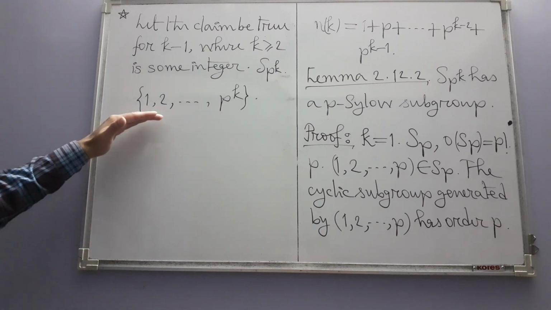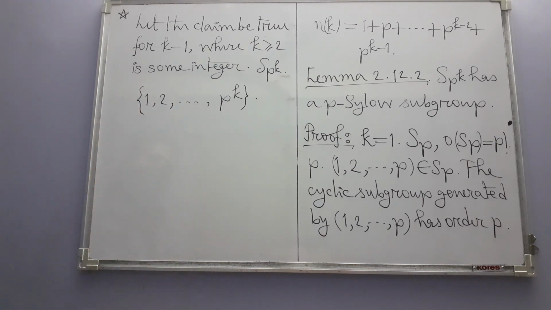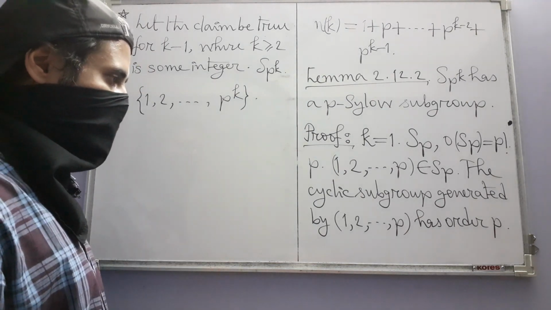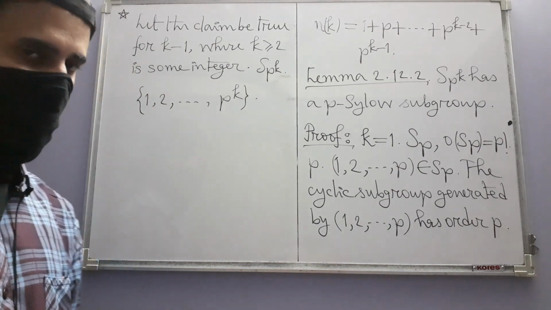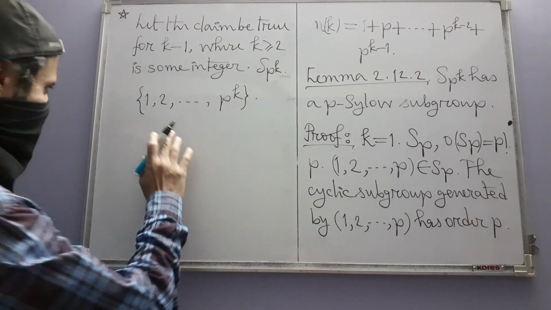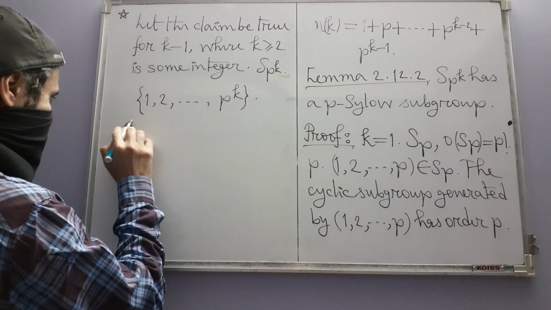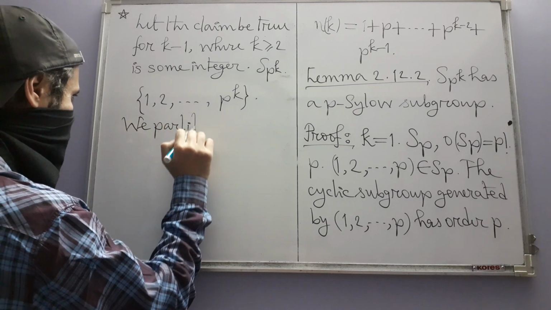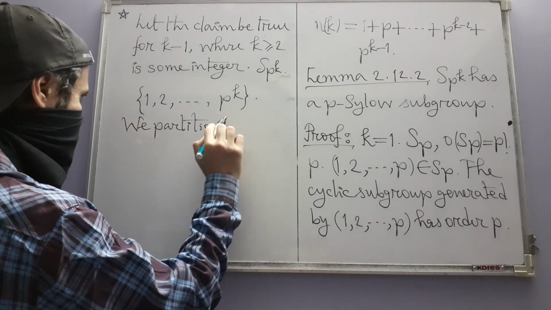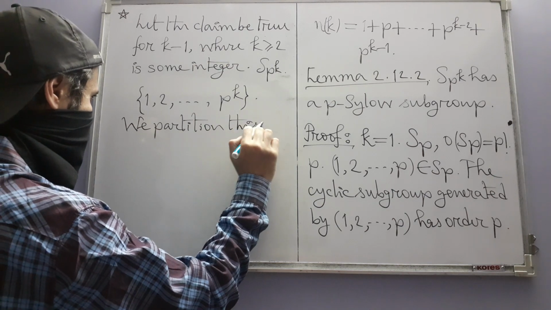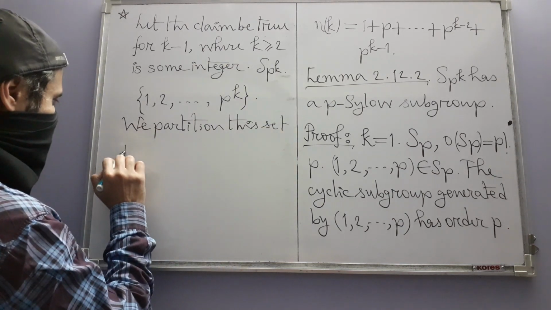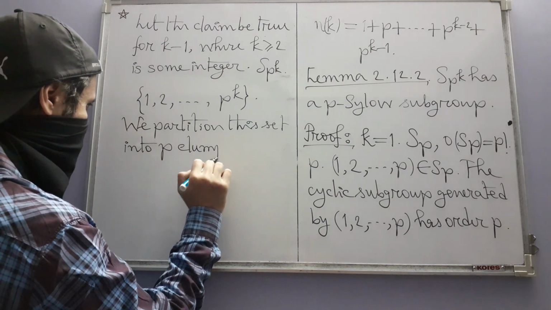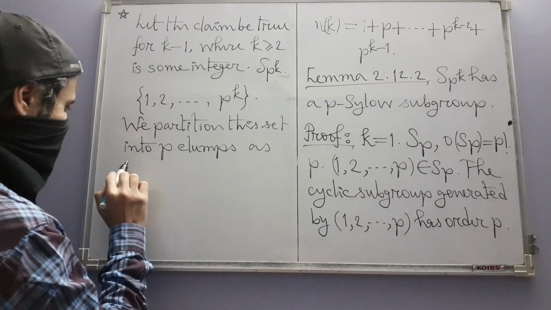We are going to partition this set into disjoint non-empty subsets, which the author is calling clumps for some reason. I don't know why, but maybe it's just a language, that's all. We partition this set into p clumps as follows.